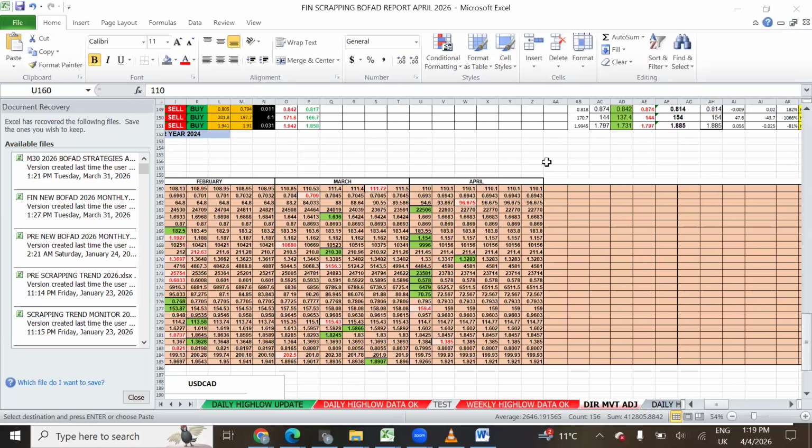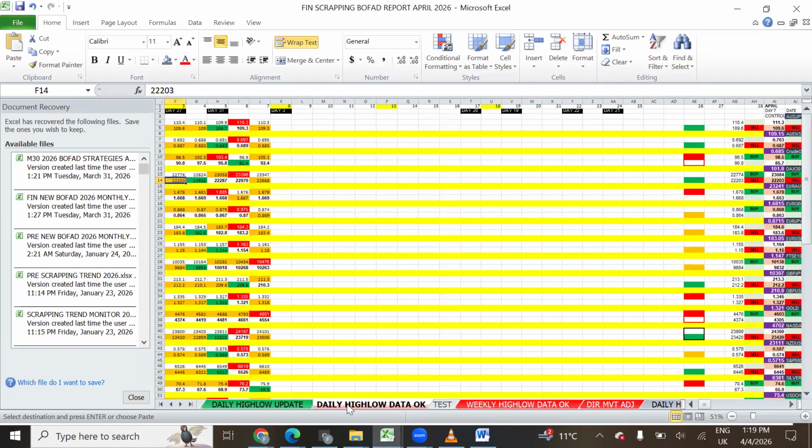So this is the report, the scrapping report for the month of May. This is where we have the daily high and low data. So that is where the daily high and low information is. Today, as you can see, is the 4th of April.